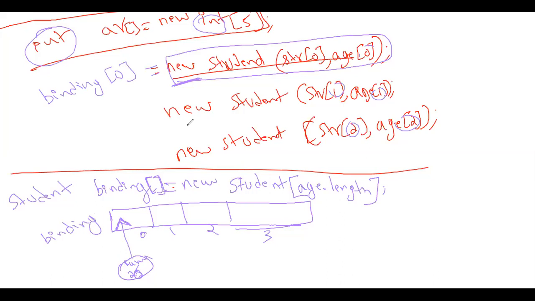Then again you are telling the new keyword. So I'm again creating a new object, and this time I'm storing str of 1 and age of 1. str of 1 is maybe wiki, I don't know, I'm just telling. And age of 1 is 3. That address, where do I have to store it? I have to store this address here, so that index is 1. So in binding of 1, I have to store this.